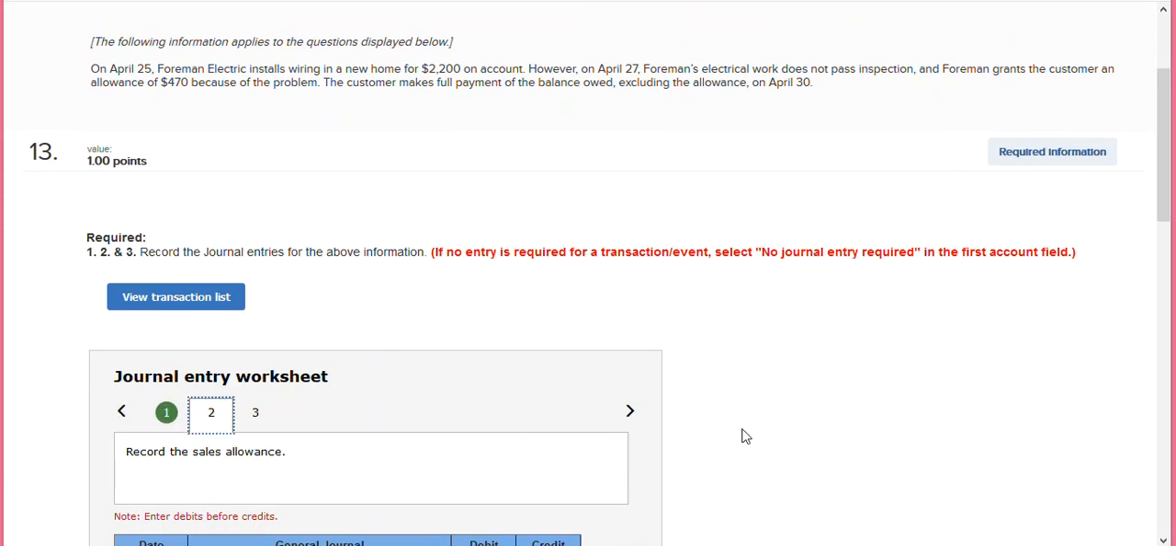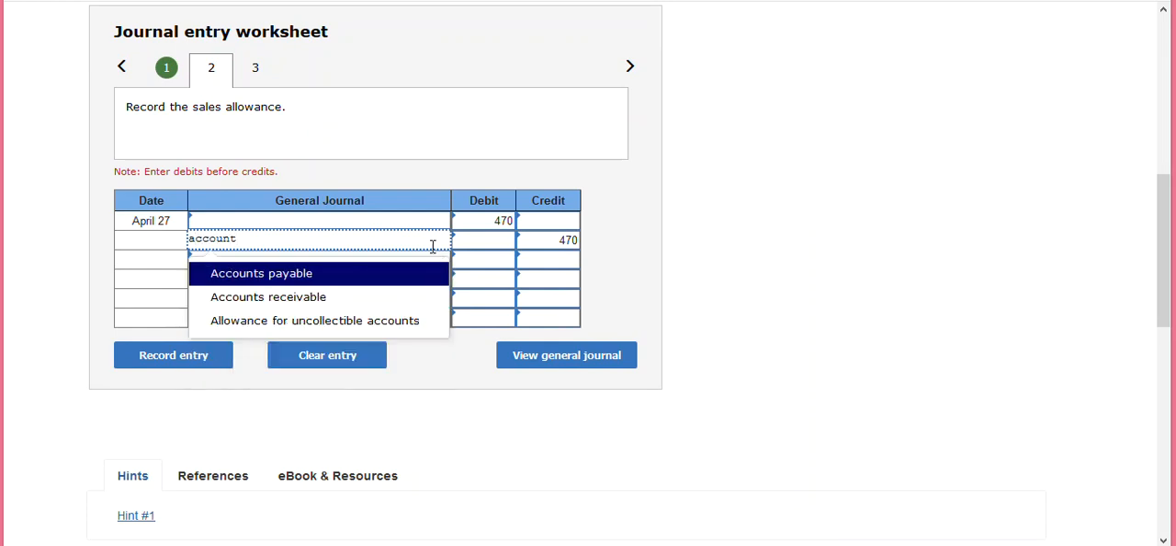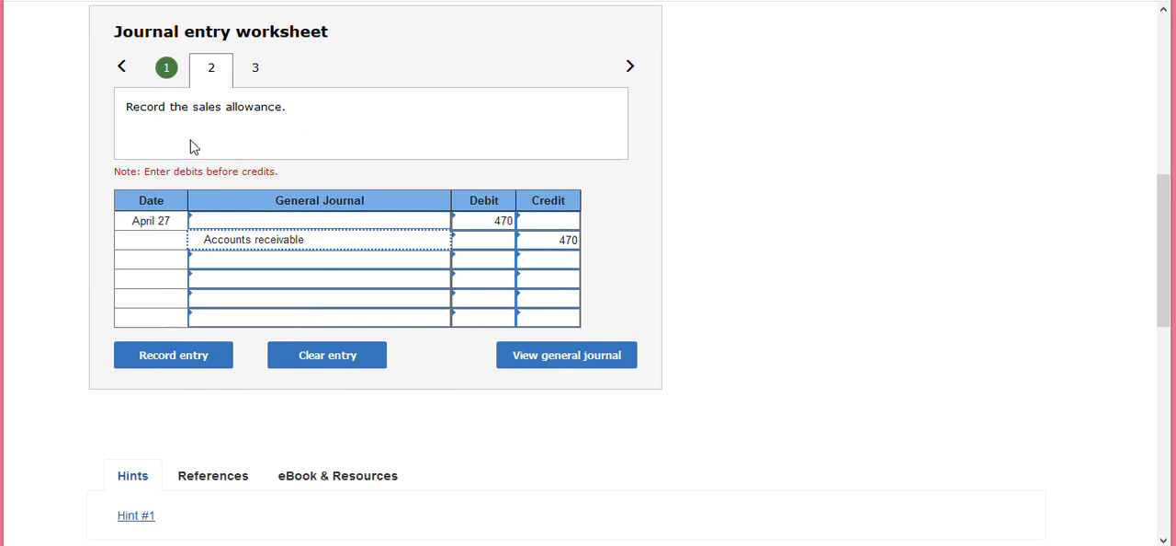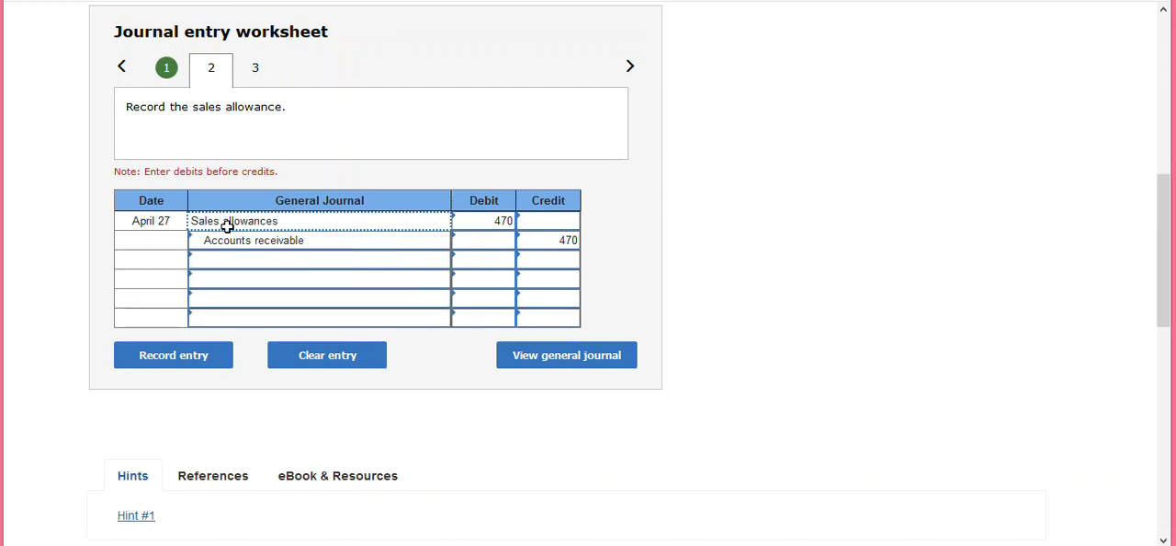It says record the sales allowance. So we had a problem and we gave them an allowance of $470. So when we give somebody an allowance, if they owe us money for that job, which was an accounts receivable, we're going to actually reduce the amount they owe us because there was a problem with the job and it didn't pass. So in the first entry, we debited accounts receivable for the full amount that they owed. To get rid of part of that accounts receivable, we're going to have to credit accounts receivable for the amount of the allowance. And the allowance is on a sale, so it's called a sales allowance. That's a contra revenue account, so to increase a sales allowance, we're going to debit it.